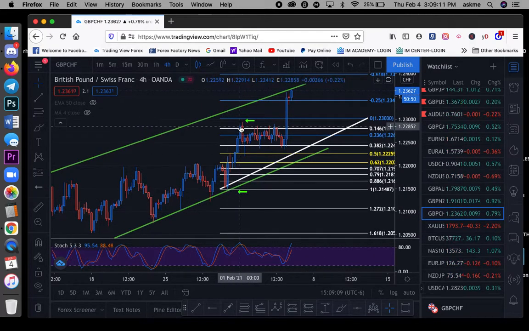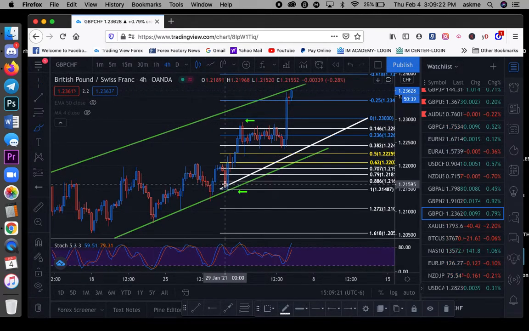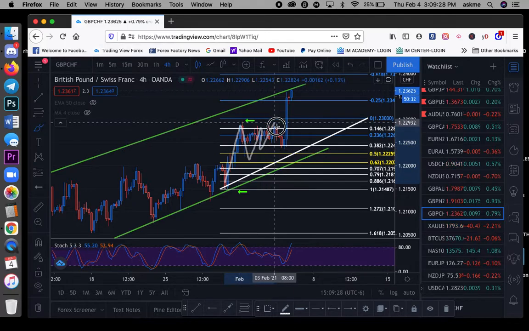This was the move up. It pulled back, it shot up. It pulled back, it shot up, right? If you look at it, we'll mark it up. It came up, pulled back, came up, pulled back, came up, pulled back, took off.